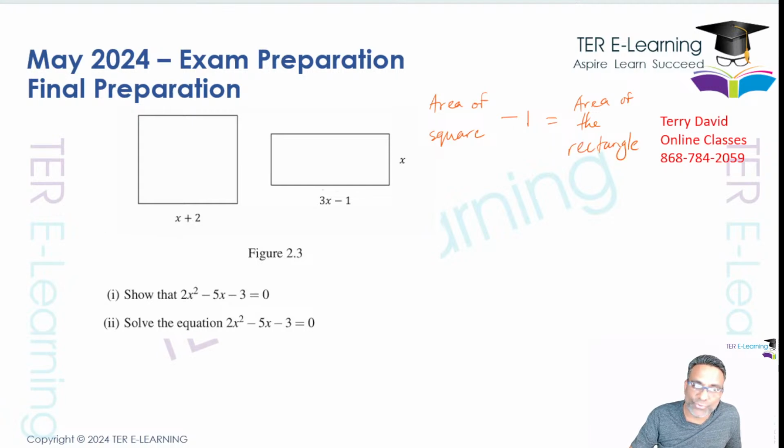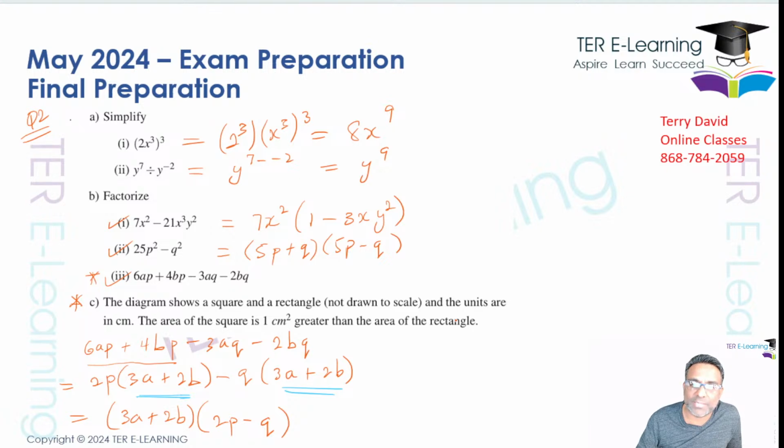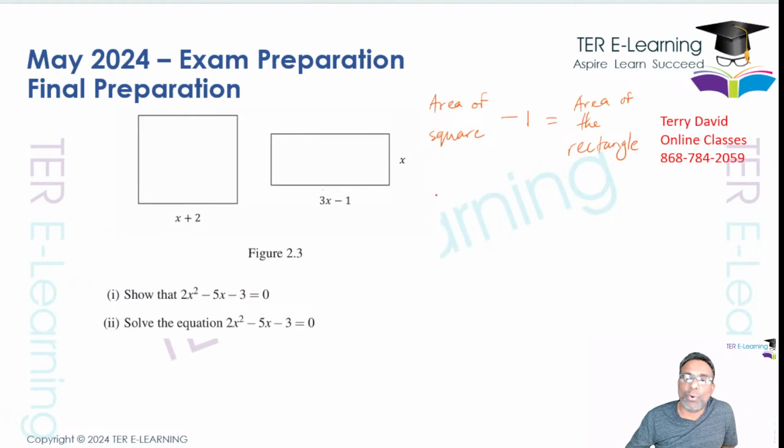Now let's read this again, because sometimes some students have trouble understanding certain things. The diagram shows a square and a rectangle, not drawn to scale, and the units are in centimeters. The area of the square is 1 cm greater than the area of the rectangle, right? So that means that if I take the area of the square and I subtract 1, I should get that equal to the area of the rectangle, right? That's what it means.